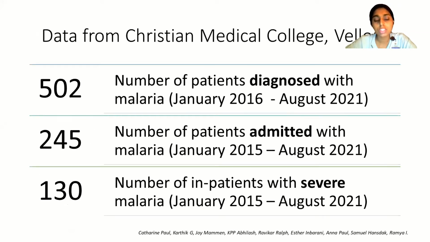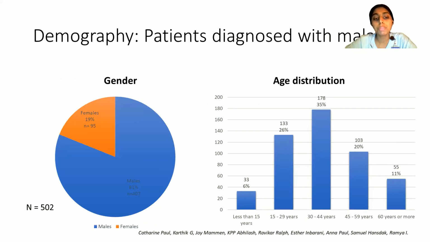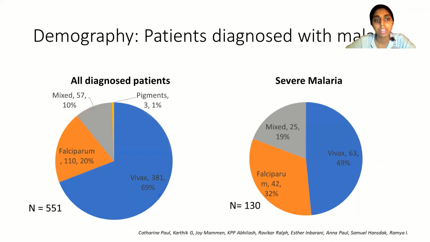In our study, we saw that 502 patients were diagnosed with malaria over a 6-year study period. 245 patients required admission, and of these, 130 patients had clinically severe malaria. It was a predominantly male population, contributing to 81% of all diagnosed, and most of the patients fell into the age category of 30 to 44 years.